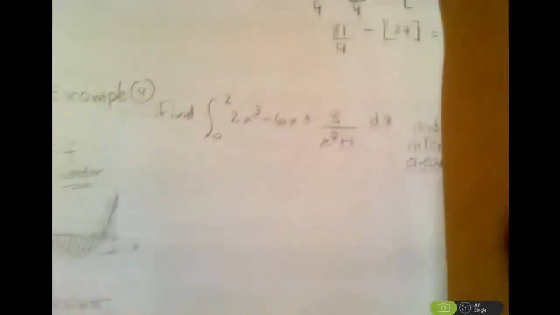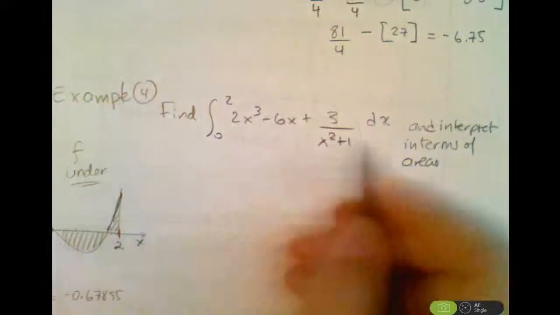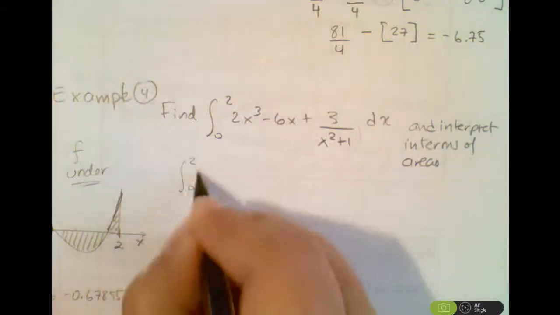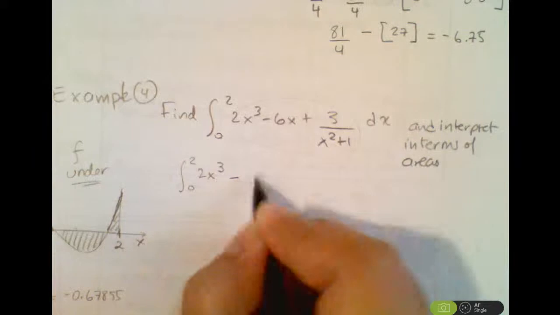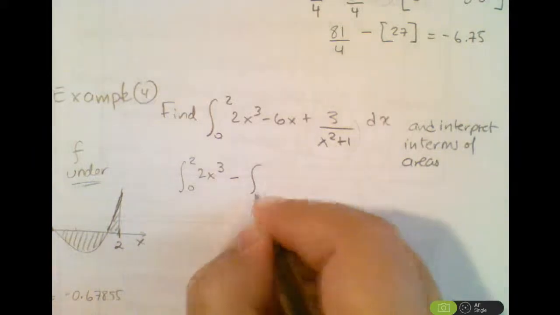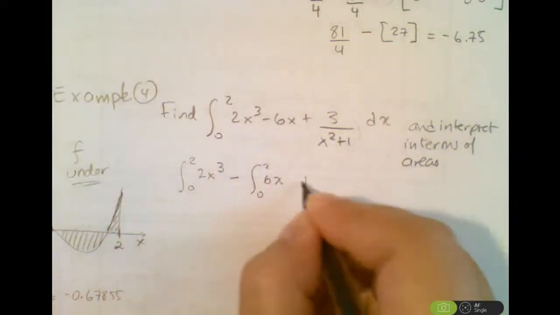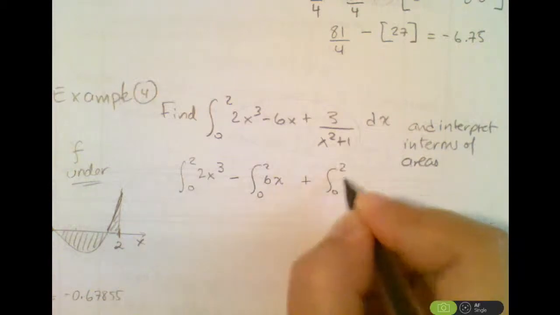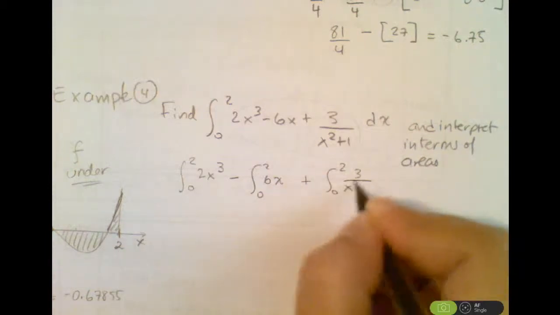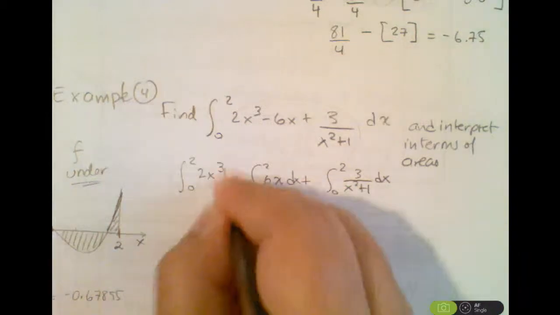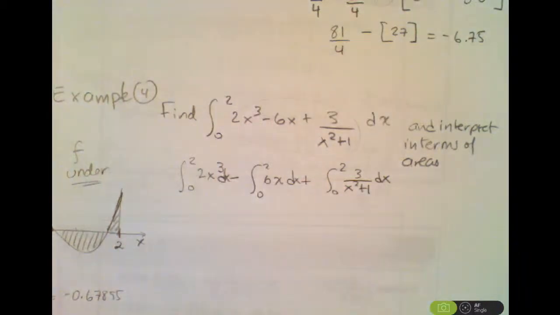Okay, so right now I can see how I need to split this integral. So this is the integral between 0 and 2 of 2x cubed, minus the integral between 0 and 2 of 6x, plus the integral between 0 and 2 of 3x squared plus 1 dx. What am I forgetting? The dx everywhere else. Okay, so now that's done.